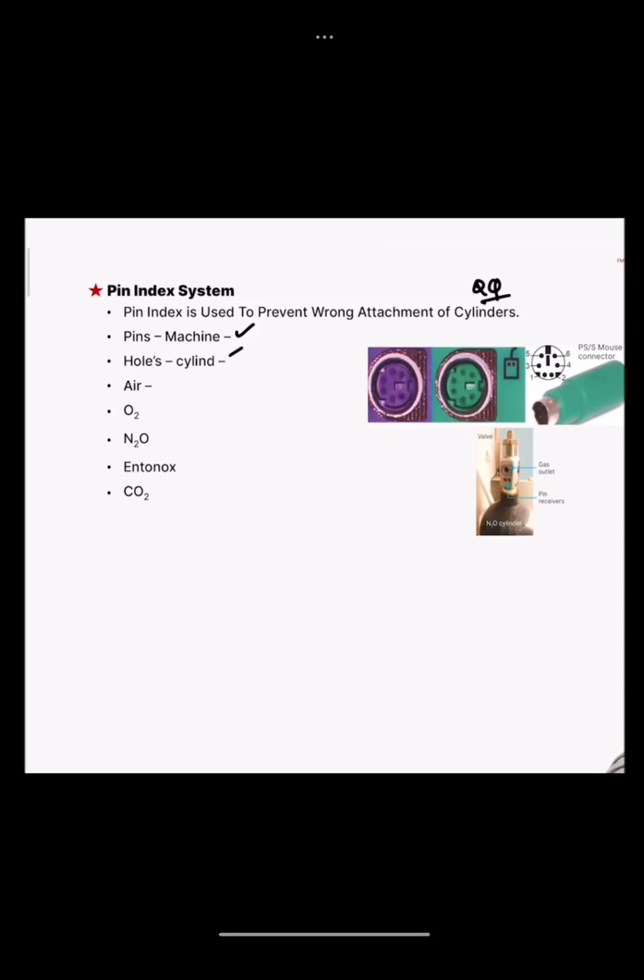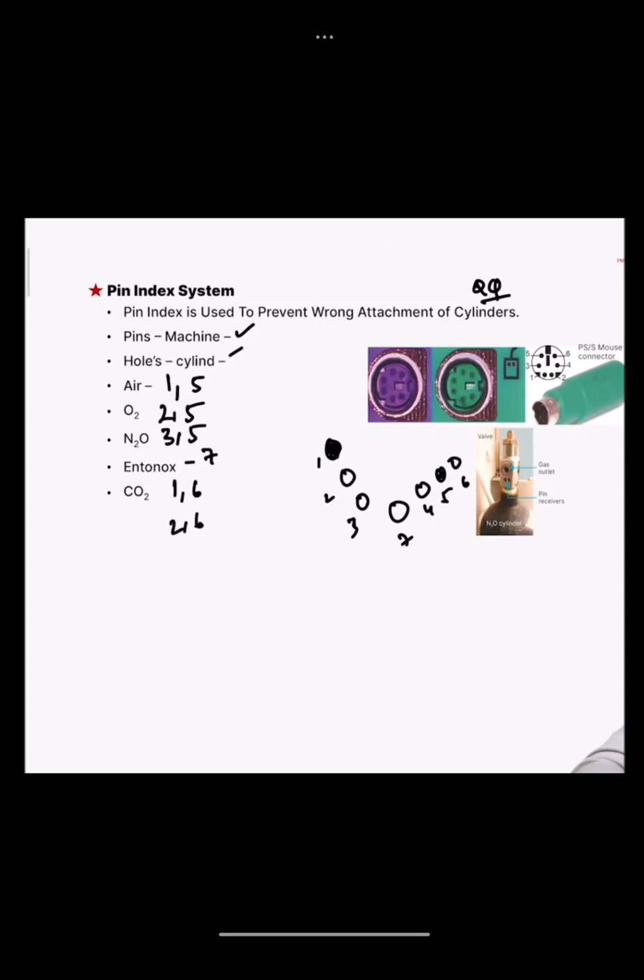For air, what is the pin index system? First you need to understand this. Small holes like this will be present. We'll just label them 1 2 3 4 5 6 7. If it is an air cylinder, it will occupy the first and the fifth port. So the air pin index system is 1 5. If it is oxygen, it is 2 5. If it is nitrous, it is 3 5. If it is Entonox, it is 7. If it is carbon dioxide, it is 1 6 or 2 6.